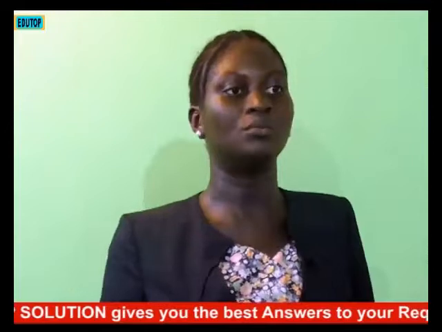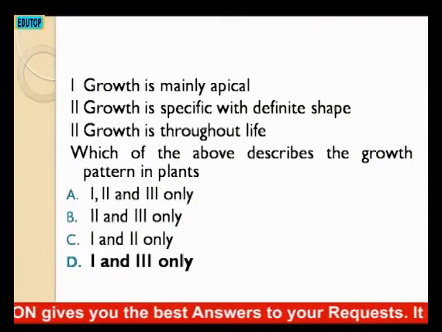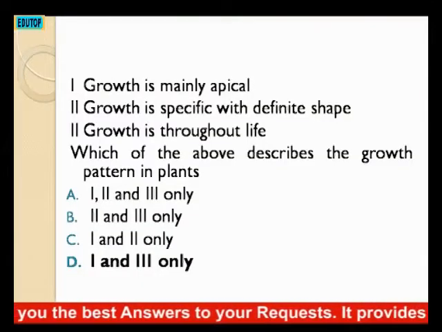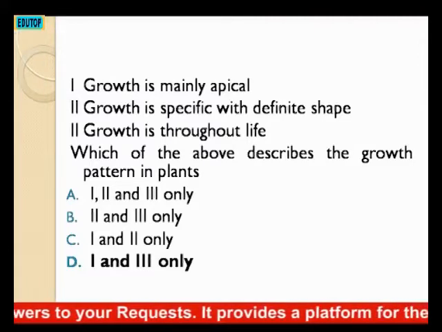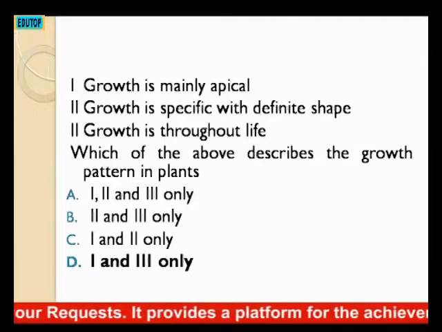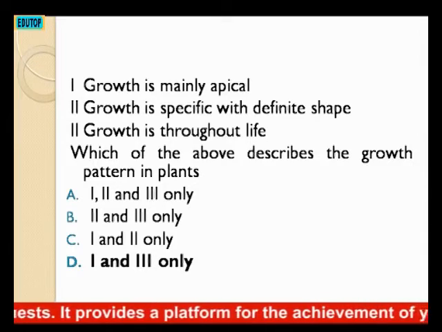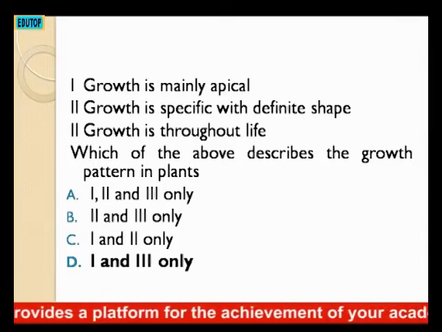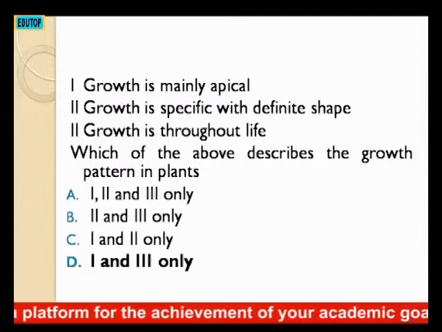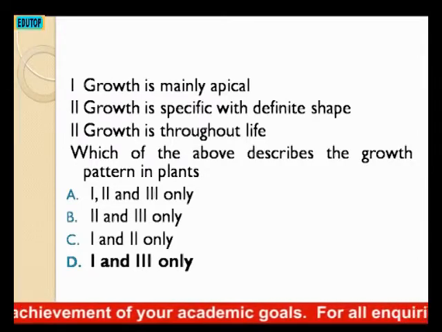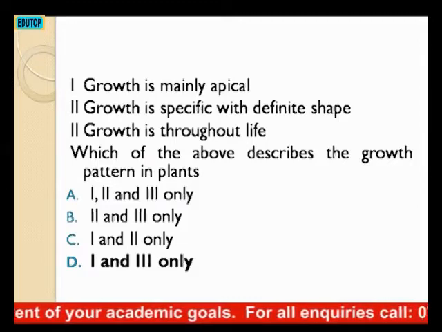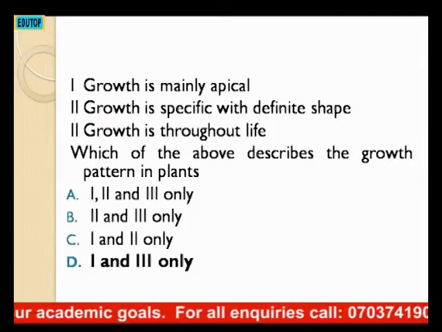The next question. 1 says growth is mainly apical. 2 says growth is specific and definite with definite shape. 3 says growth is throughout life. Which of the above describes the growth pattern in plants? A says 1, 2, and 3 only. B says 2 and 3 only. That is growth is specific with definite shape and growth is throughout life.